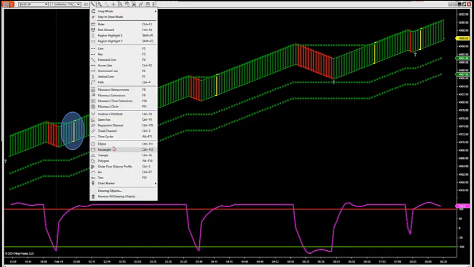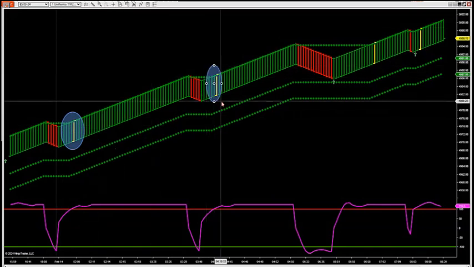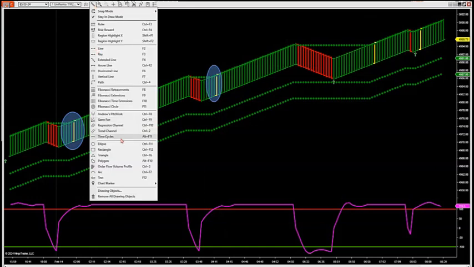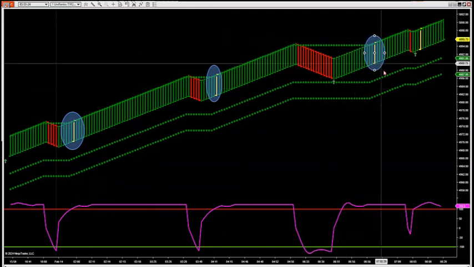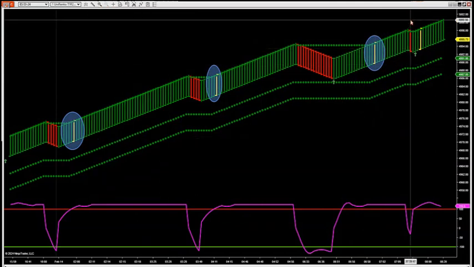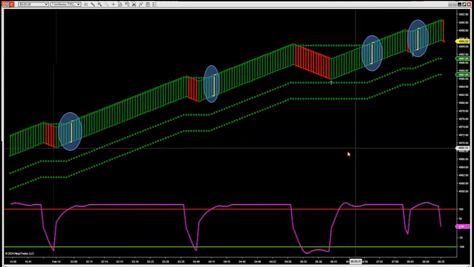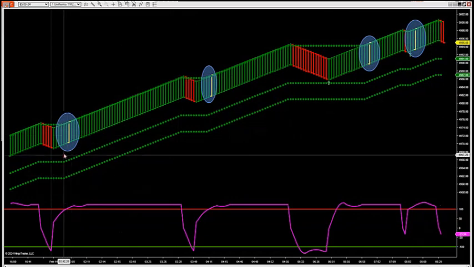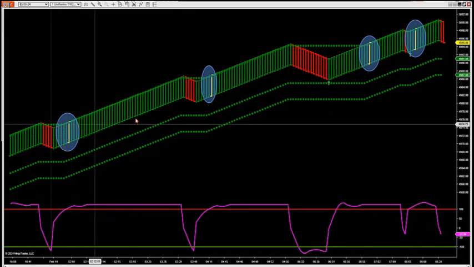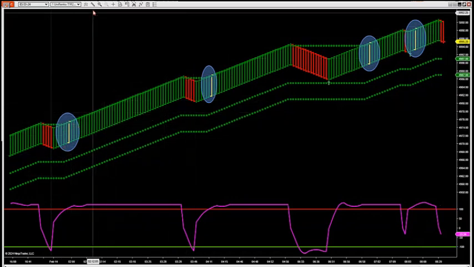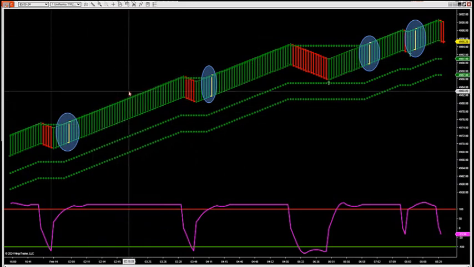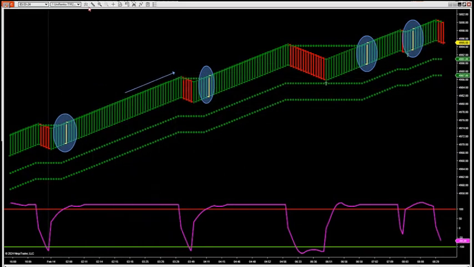So let's, we got 1, 2, 3, 4 breakout trades. All right, so this is midnight. What these are cup and handle formations. We went over this several times in the videos. There's your cup and handle.